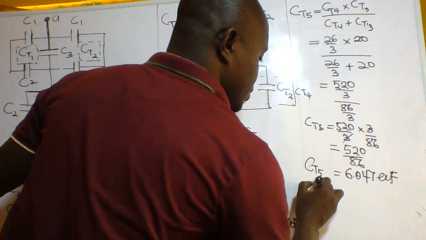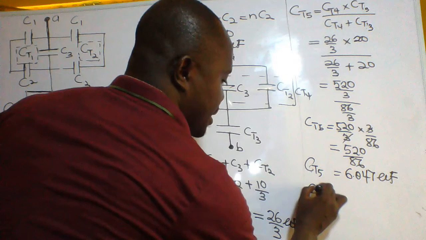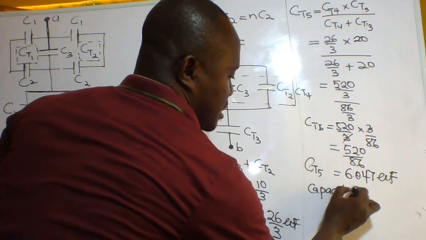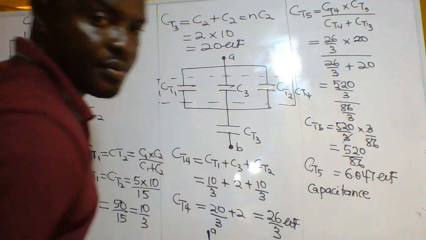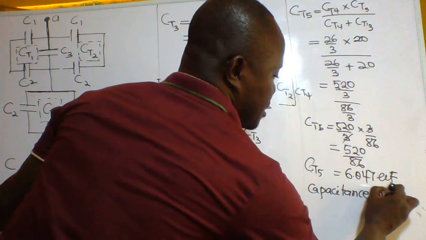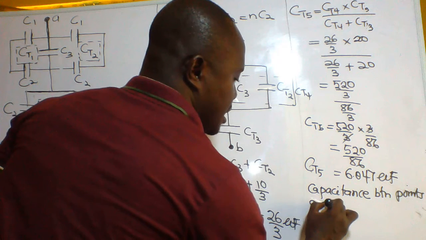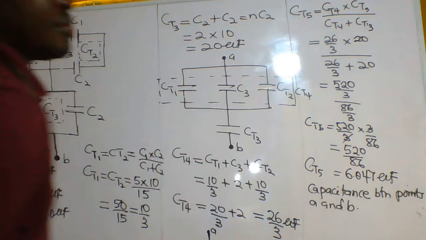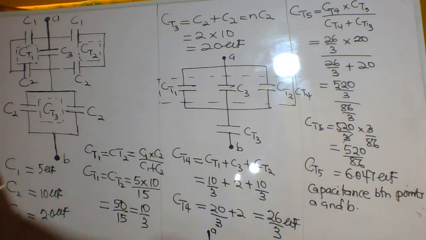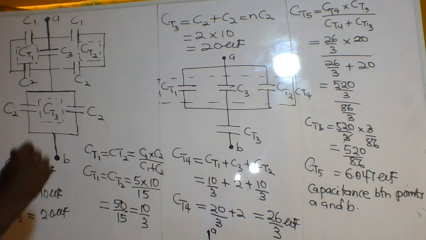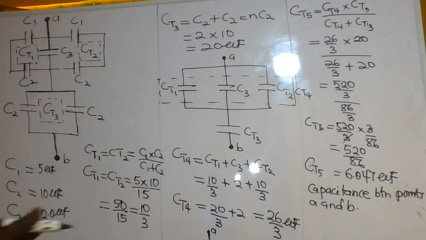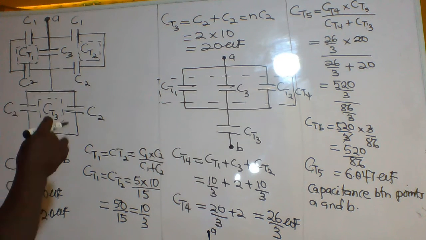This is the total capacitance between points A and B. Alright, so this is the total capacitance between the 2 points A and B. So when you are solving this, you take your time, use a gradual, systematic approach, and you can do it. So now let's reorganize our diagram.